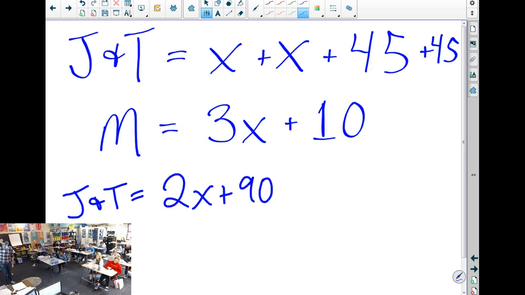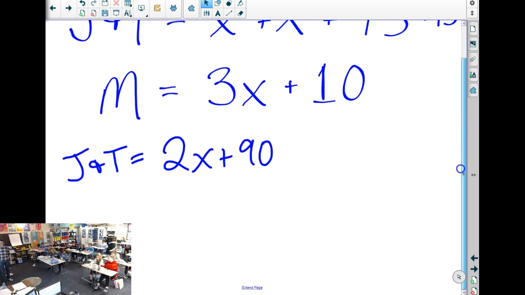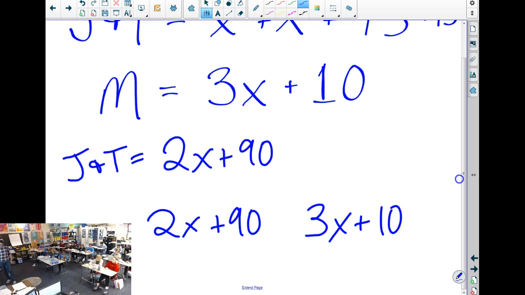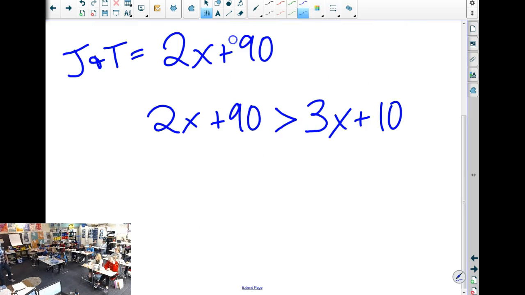Help me set it up, Jalen. What do I do? Oh, set it up. Did you already say that? Who's gonna have more string? Terry. Yeah, Terry and Jordyn, right? So if we're gonna compare 2x and 90 compared to Morgan, the greater than symbol is what we use to compare them, right? But how do you know? You don't know what X is. You're right. That's what we're figuring out.